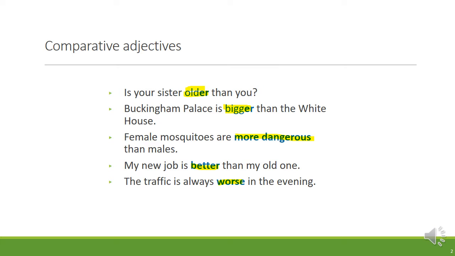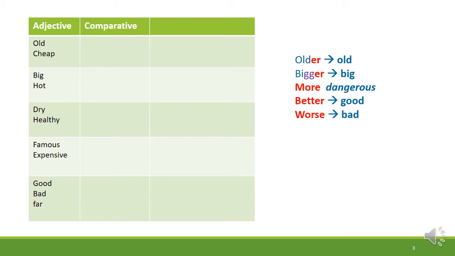Here we are comparing your sister and you. Here we are comparing Buckingham Palace with the White House. So remember this. When we use comparative adjectives, it's because we are comparing two things or two people. Okay, let's start paying attention to the examples from the previous slide. So here we are. Let's see what happened.